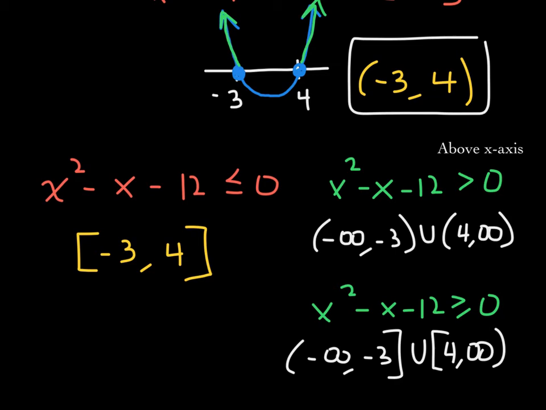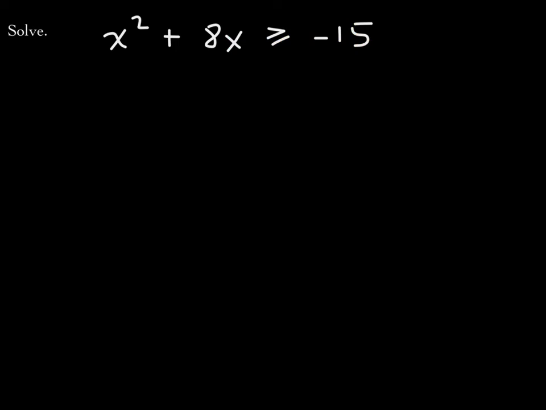Let's look at a brand new problem. Here we have x squared plus 8x is greater than or equal to negative 15. Right away, I see that this is a non-strict inequality. So when we're done, we're going to be putting brackets on those x-intercepts. All right, let's get a 0 on the right-hand side. Let's add 15 to the left.